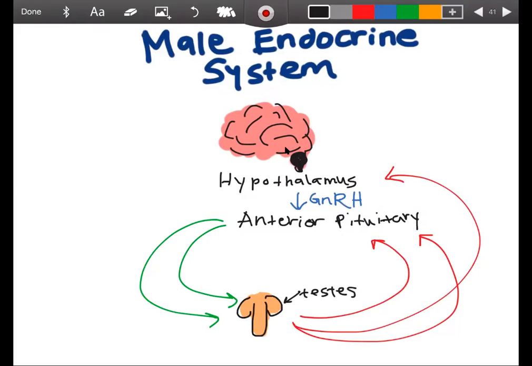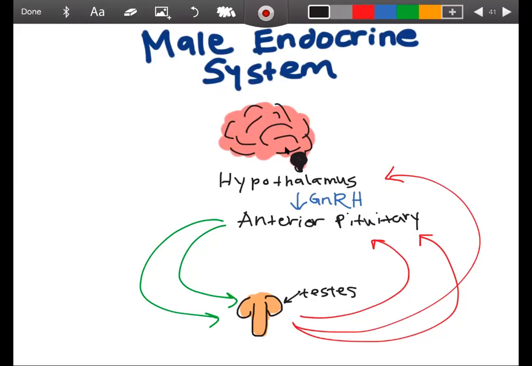these are the male reproductive parts. This is the penis, the testes, and then there's the brain and the hypothalamus. So this is the endocrine system. This is going to be giving hormones to these different parts of the body when needed.